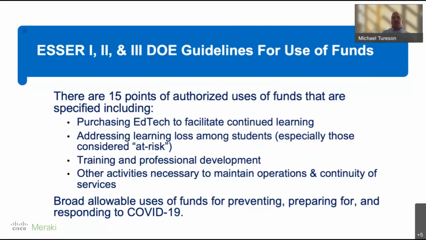The other one is addressing learning loss among students, with an emphasis put on at-risk students. And then there is money for training and professional development for faculty and administration. And the last but not least is other activities necessary to maintain operations and continuity of services. So as we look at these 4 points of authorized use for funding, they're fairly broad. And when it comes down to it, we need to make sure that we're tying funding back to what it's intended for: preventing, preparing for, and responding to COVID-19.